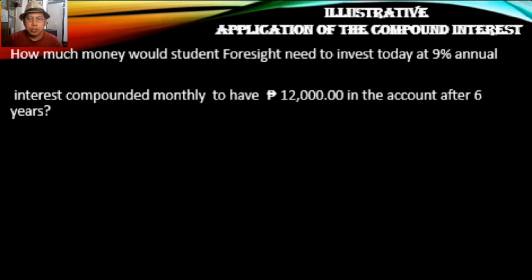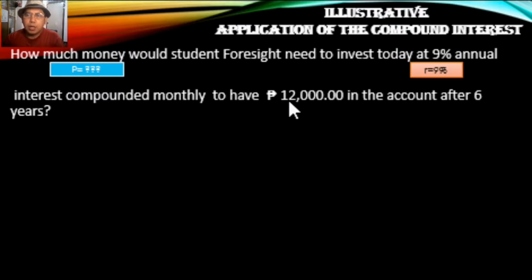So you will notice the problem is very different from the two previous problems we have already computed. Why? Because if you analyze it, the unknown in here is the principal, the initial deposit that you need to invest so that after 6 years you will have accumulated 12,000 pesos. And of course, the rate of interest is 9%, and the deposit is compounded monthly.